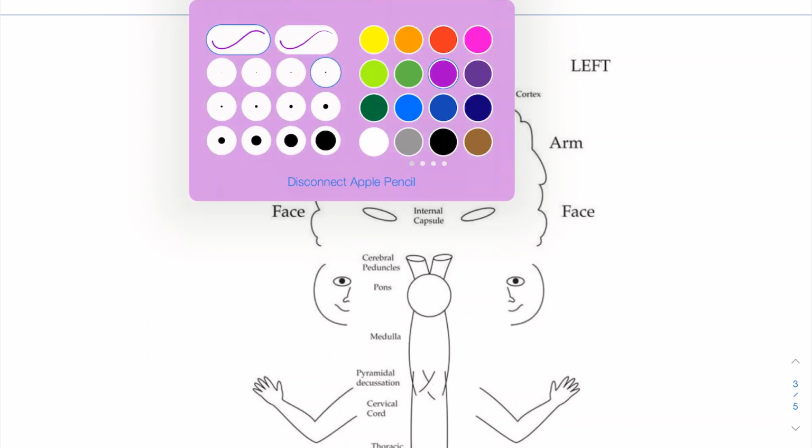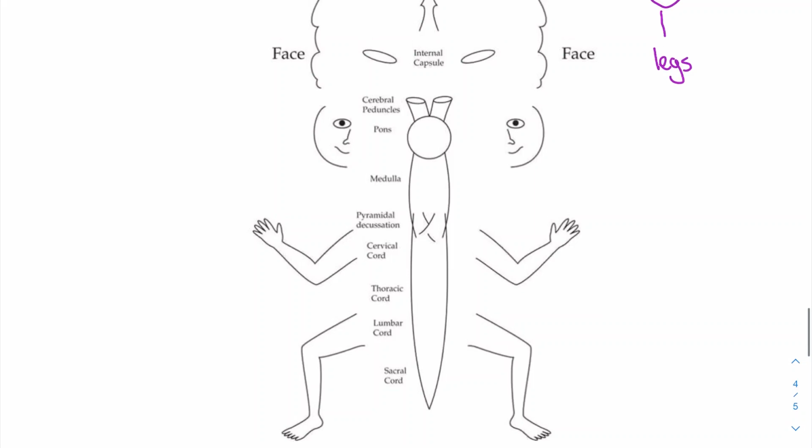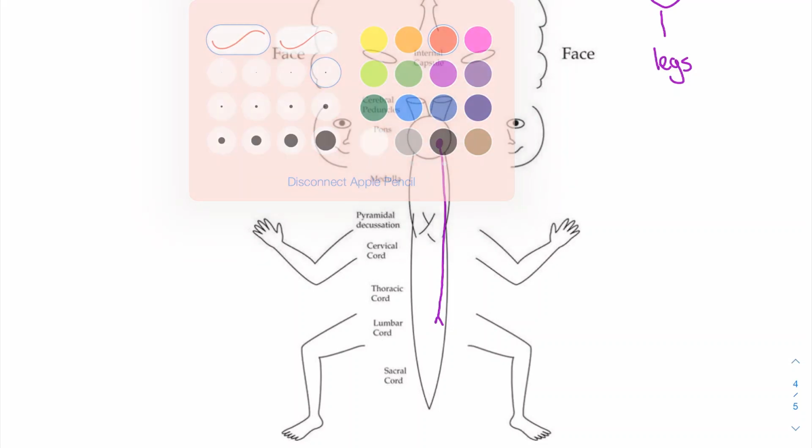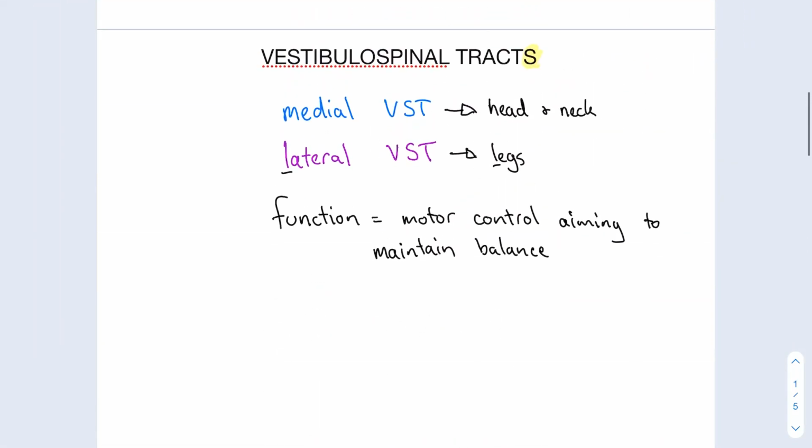Next, we can look at our lateral vestibulospinal tract. As I already said before, the L doesn't stand for lateral, it also stands for legs. So we'll start in our lateral vestibular nucleus in our pons. It will then project down ipsilaterally, meaning on the same side, to our lumbospinal cord, where it will then synapse onto a lower motor neuron, exit via peripheral nerve, and innervate mainly the extensor muscles of our legs, again with the end goal of maintaining our balance, so maintaining our erect posture. That is our vestibulospinal tracts.